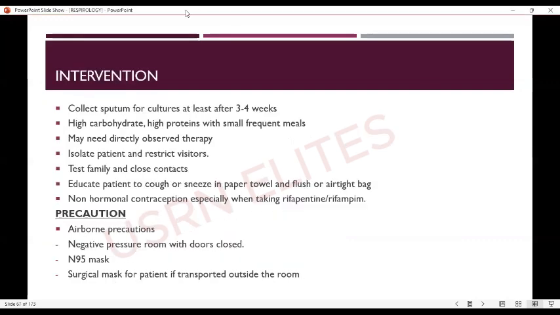Good. So now interventions. What should you do as an RN when the patient is on your ward with TB? So collect sputum for cultures at least after 3 to 4 weeks. Once we start the treatment, after 3 weeks or 4 weeks, you should collect the sputum. Doesn't mean we should get positive for all 3.